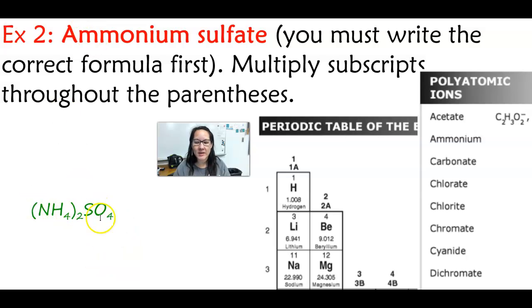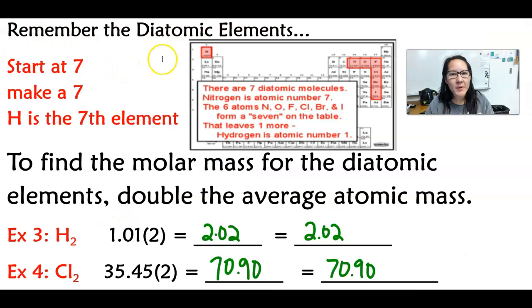Now we could go to the periodic table and we can add up the molar mass of all of these atoms. Remember the diatomic elements. We start at 7, make a 7. Hydrogen is the 7th element. So here they are highlighted for you. When you have a diatomic element, to find the molar mass, you simply take its mass from the periodic table and then double that number. So hydrogen has a mass of 1.01, and then H2 will just double this number, and that's the molar mass of H2. Cl by itself has a mass of 35.45. Cl2 will have 35.45 times 2, which is 70.90.